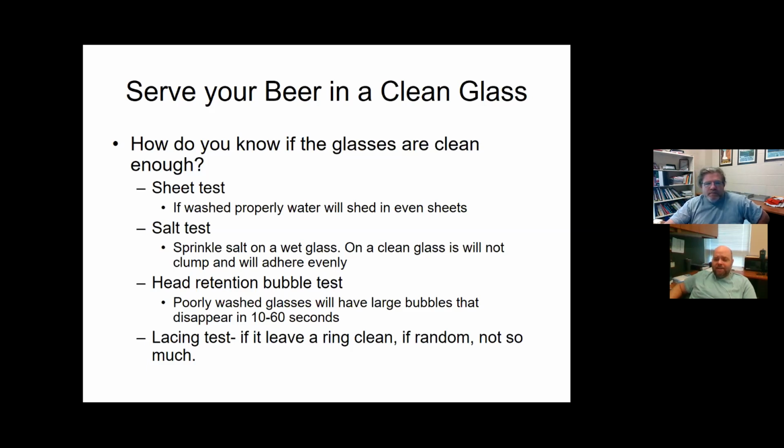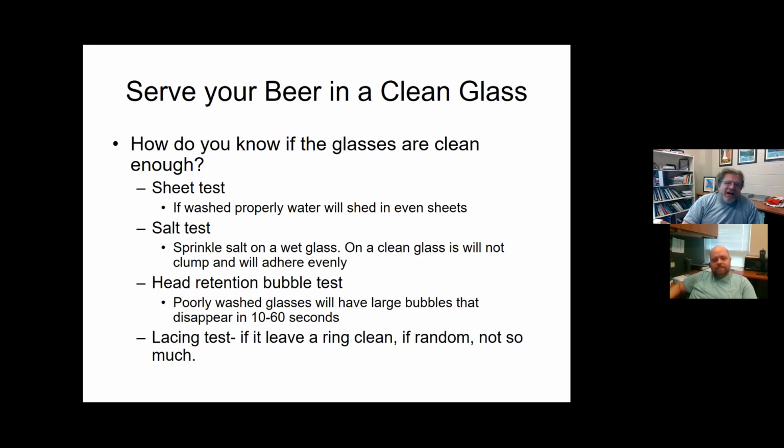You can sprinkle salt on it. Why is this a thing? Because on a clean glass, the salt won't clump. If you have a clean glass, it'll be an even coating of salt. This is a way to see if your glasses are clean enough. If it's not, the salt will clump to the contaminants. Once you sprinkle salt on it, it's no longer a clean glass, but this is a way to see if your glasses in general are clean. You pull one out and sacrifice one for the greater good.